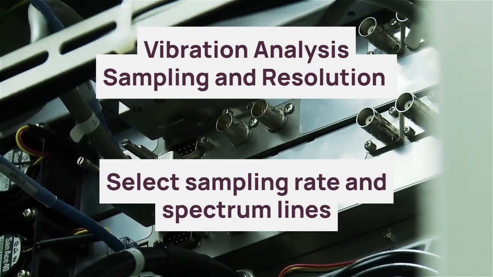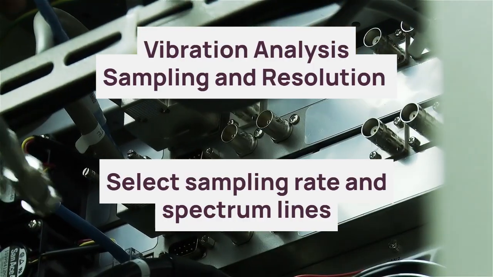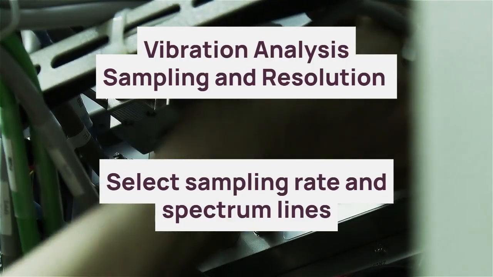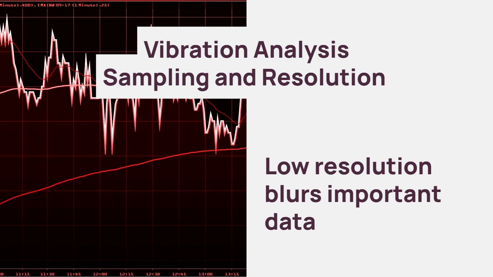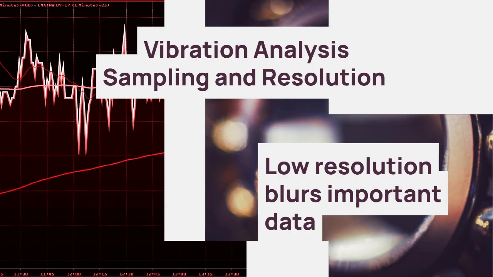When configuring a vibration data collector, you must select a sampling rate and the number of spectrum lines. Set the sampling rate too low, and you risk missing defects. Choose too few lines of resolution, and peaks from different sources blur together, masking important information.